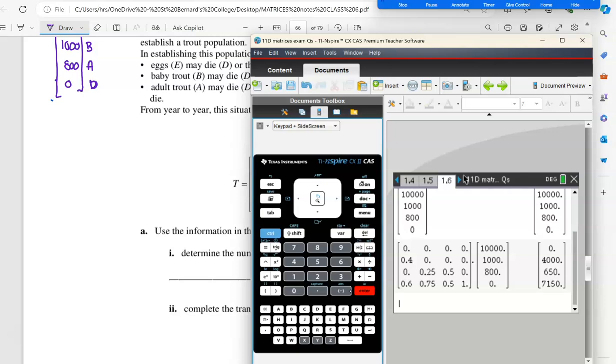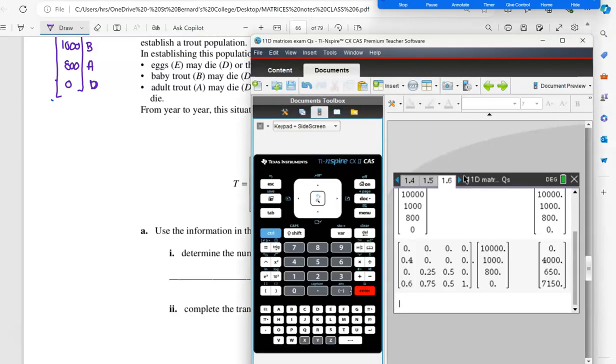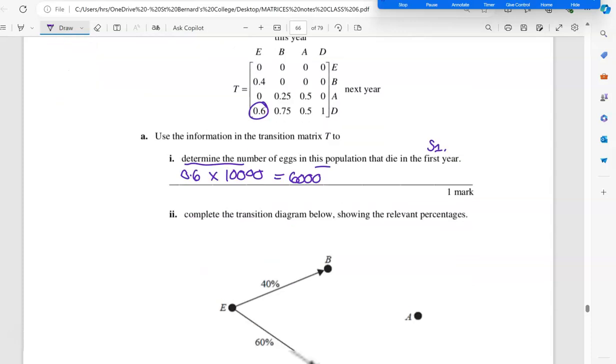What did it ask? How many eggs died in things? So we got 7,150. No, isn't that total deaths? Determine the number of eggs in this population that will die. Oh, just eggs, sorry. Yeah, so eggs to die is 0.6 of 10,000, equals 6,000. Yep, that's good. I didn't read the question very well there.